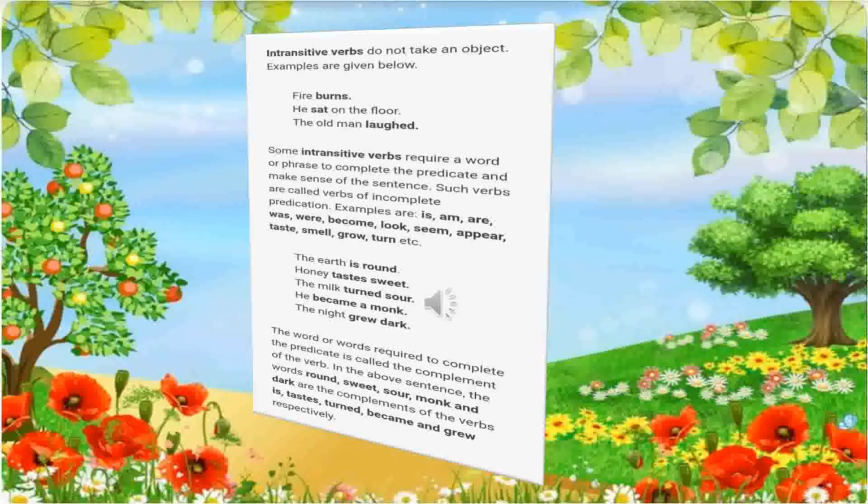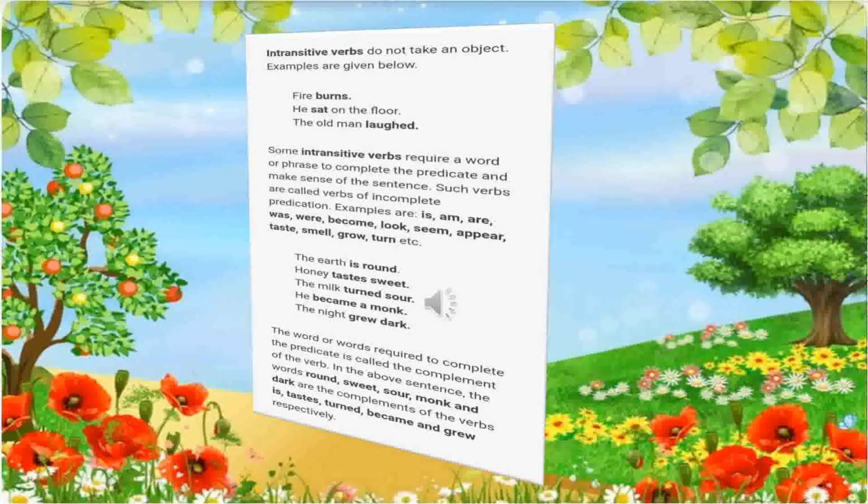"He became a monk." If you stop at "he became," it will not become a sentence. It is a meaningless sentence. So in order to complete its meaning, we are adding a word, "a monk." So these words are added to the intransitive verbs in order to complete the meaning of those particular sentences.